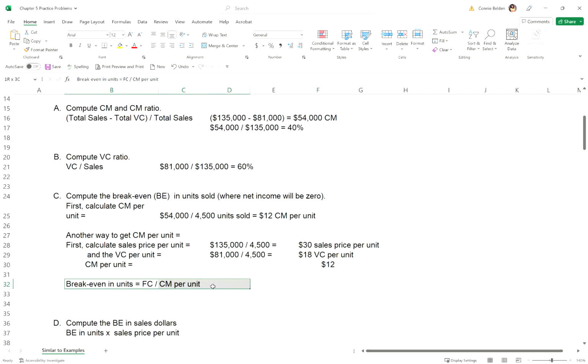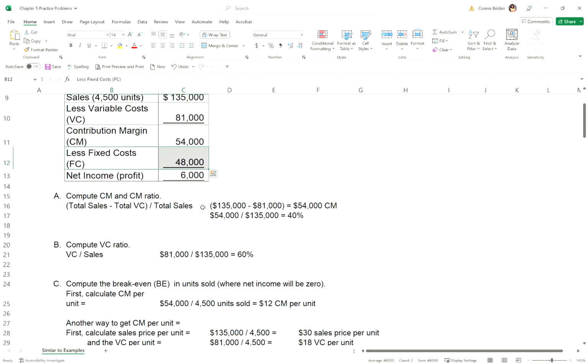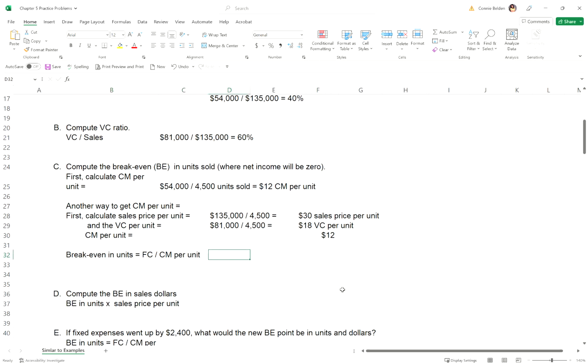Now, to solve for break even in how many units you have to sell, the formula is pretty simple. There are several of them, but this is the simplest formula. Take your fixed cost, which if we go back to our income statement was given at $48,000, and divide it by the $12 contribution margin per unit. When you do that, you come up with that to break even, you would have to sell 4,000 units. If you sell 4,000 units, you have no gain, no loss. You would have a zero profit.